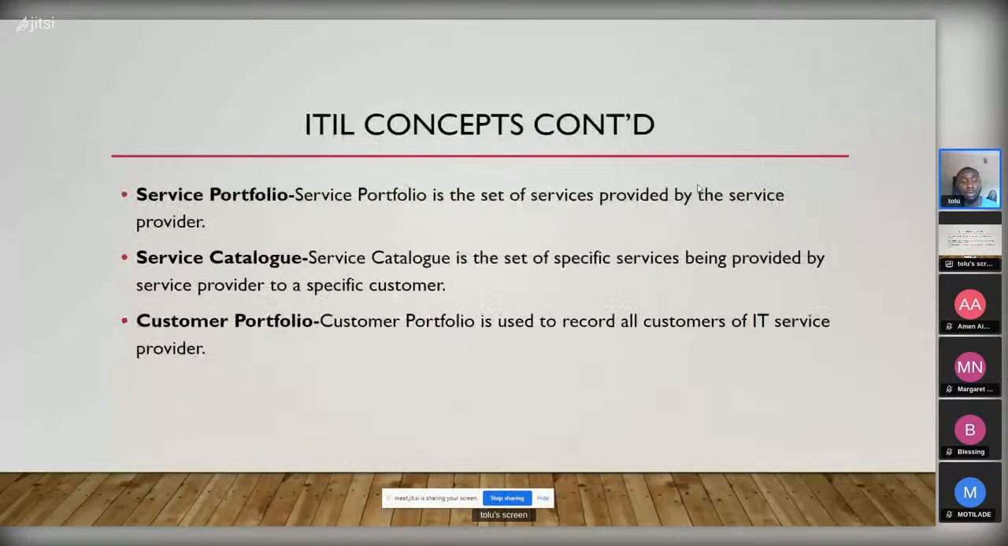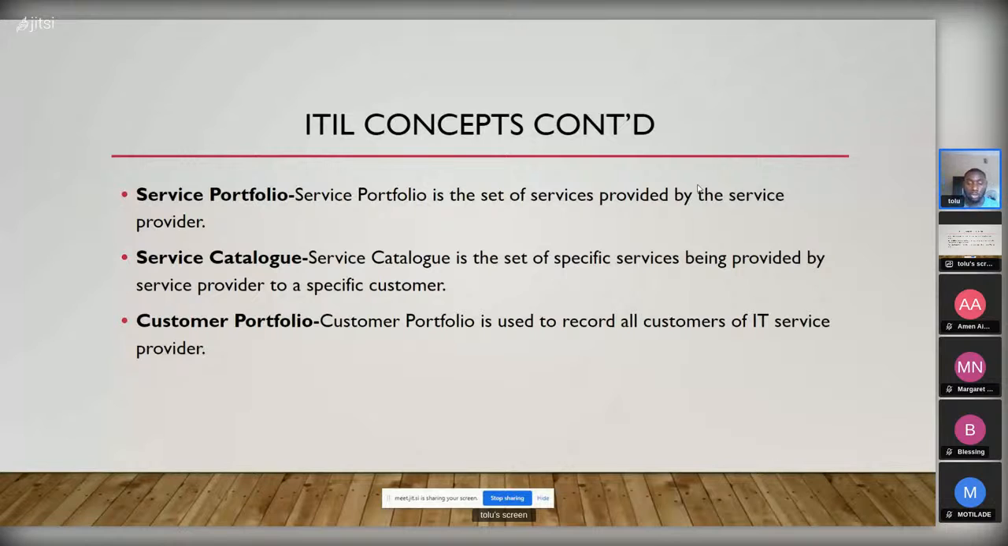So that's service model. Then we have the portfolio, which is the set of services provided by the service provider. A service provider can provide multiple services. So a service portfolio says, these are the services that this company is rendering: we provide mobile services, data services, maybe insurance services. The different services that you provide are listed inside your portfolio. And we have the catalog, which is a set of specific services being provided to a specific customer. Each of those services contained inside the portfolio has a catalog.